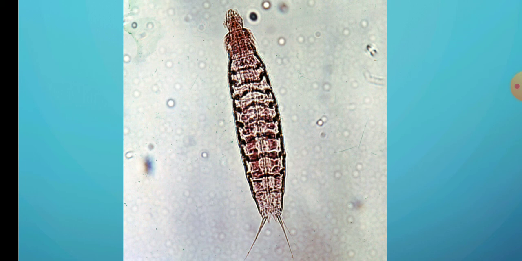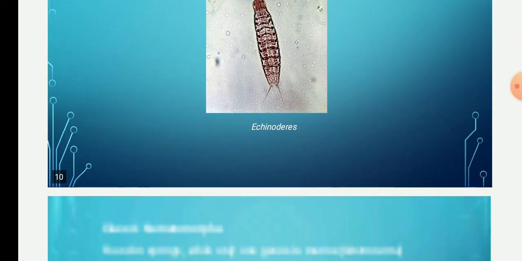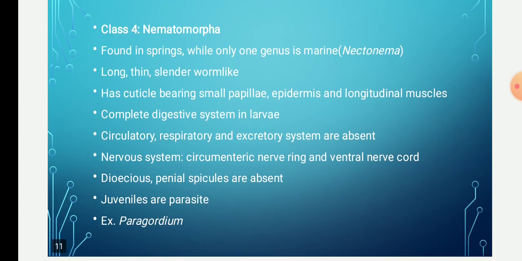The upper part has the antennules. At the base, sorry, not antennules, spines. They are spines. Then at the anterior part, it has the mouth bearing bristles. The mouth is covered with bristles and it is protrusible. So this is Echinoderes.